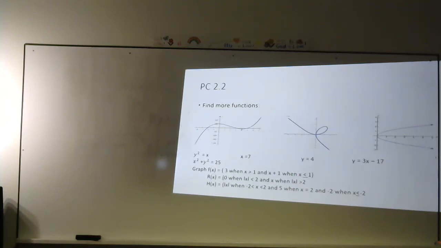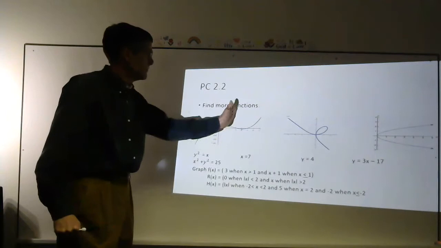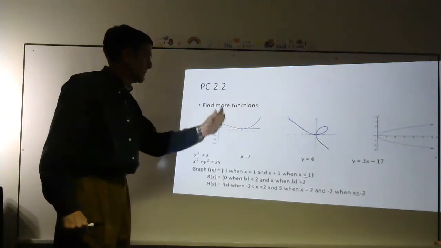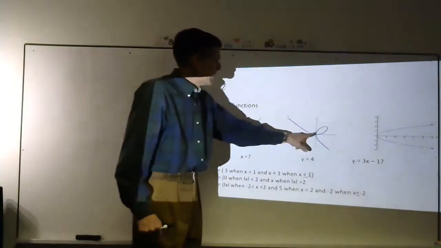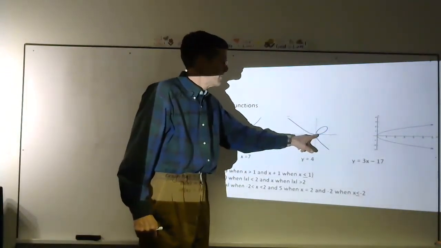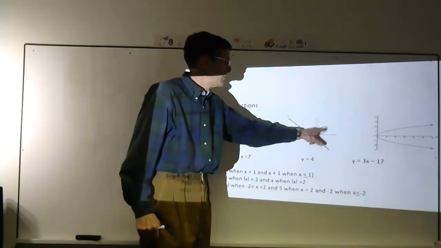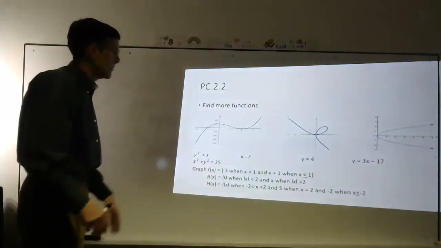more functions. Check your vertical line test on this one. We should be fine. Never hits the graph more than once. What about this one? Not with this loop right there. That's what kills it. This is not a function because it's going to hit twice. Same thing with that. Sideways parabola.